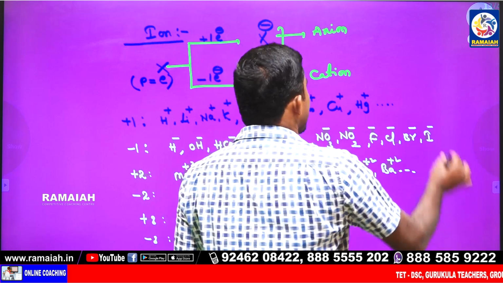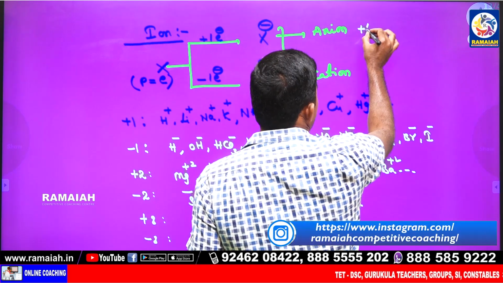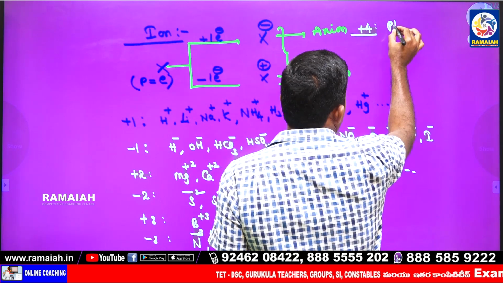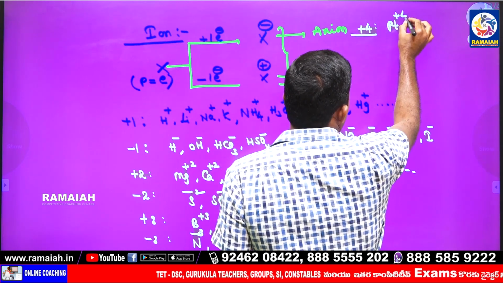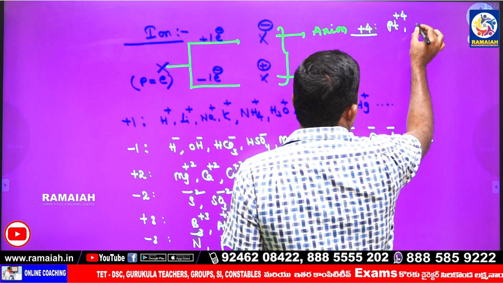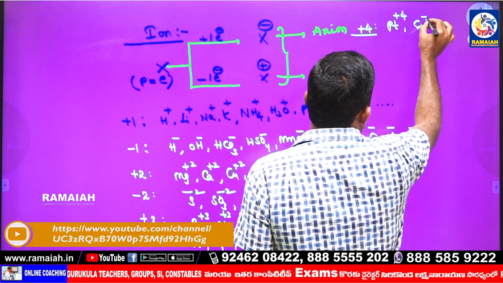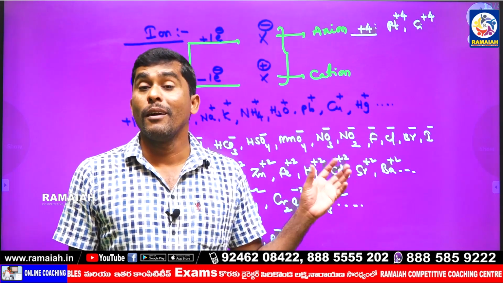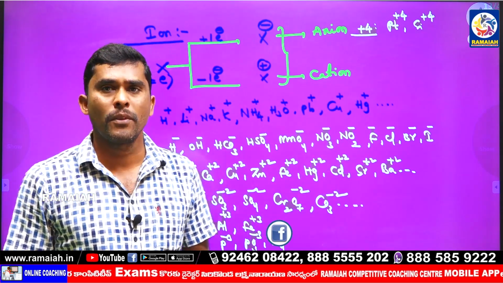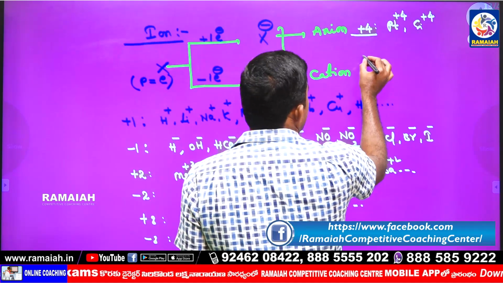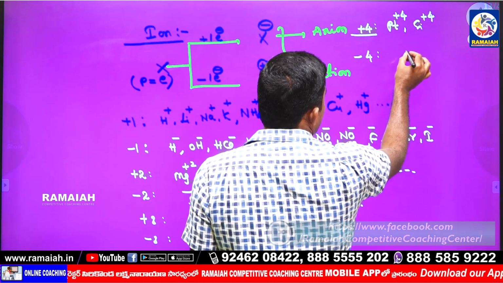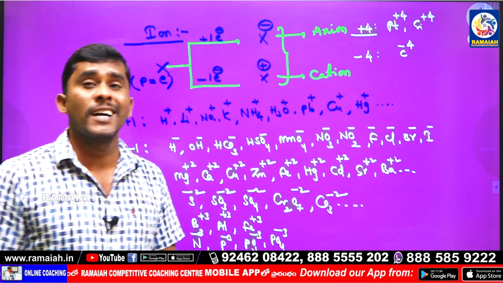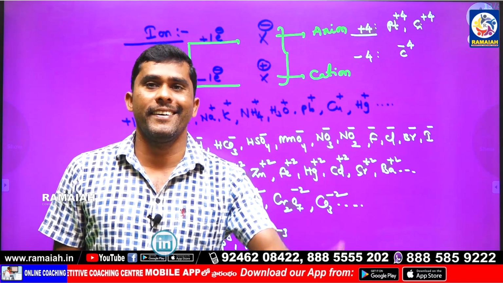Next example, plus 4 charged ions. Here Pt plus 4 means platinum ion. Si plus 4, Si means silicon ion. These are some examples of plus 4 ions. Examples of minus 4 ions. Here one example, C minus 4. It is known as a carbide ion.